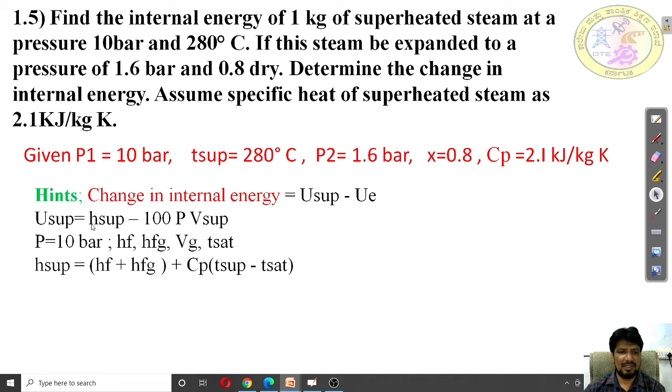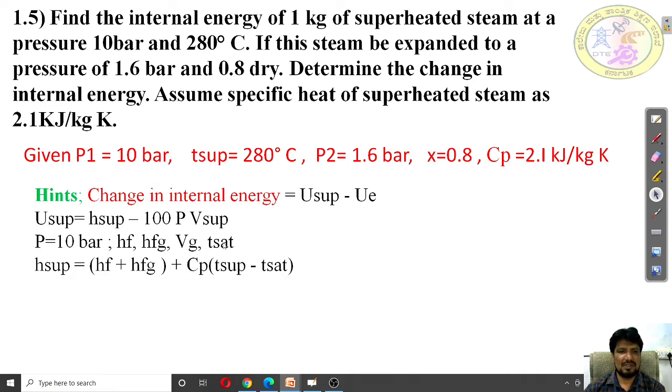Again we know that H of superheated is nothing but HF plus HFG plus Cp into the difference of both the temperatures, that is superheated temperature and saturated temperature. 100 into P into V of superheated is the work done during superheated steam. So here we note down the values of HF, HFG and T of saturated.